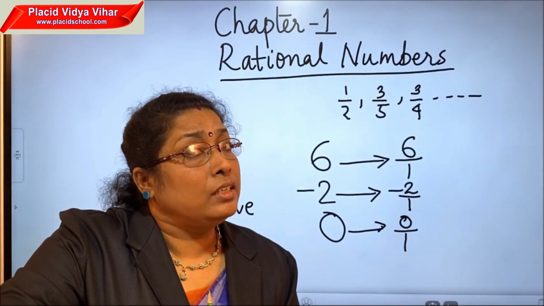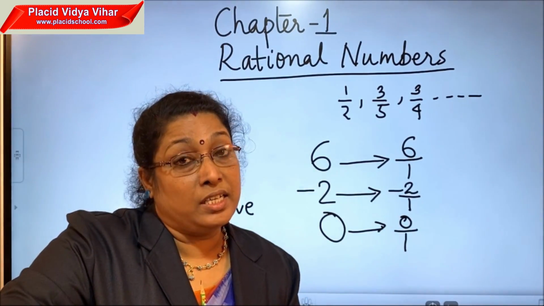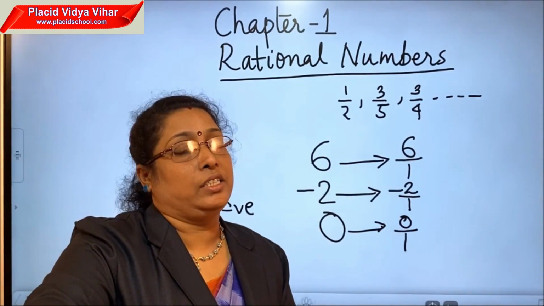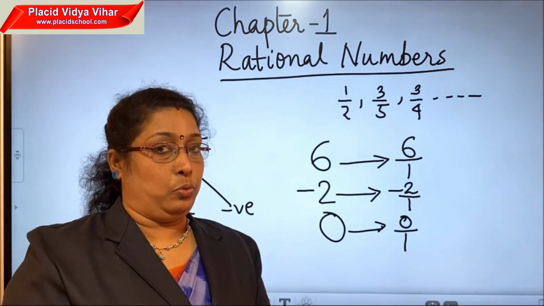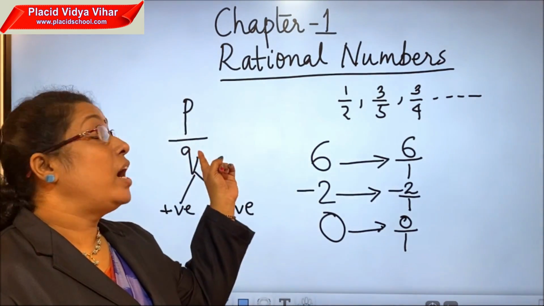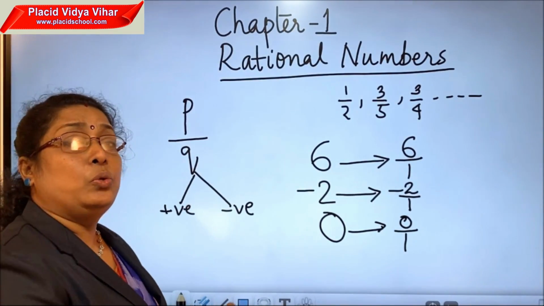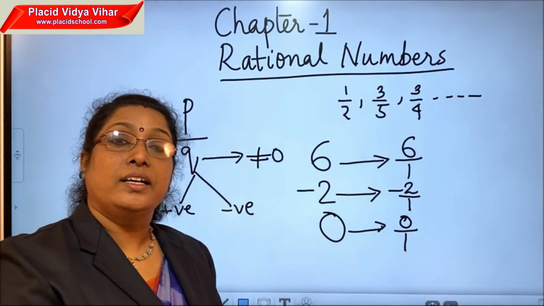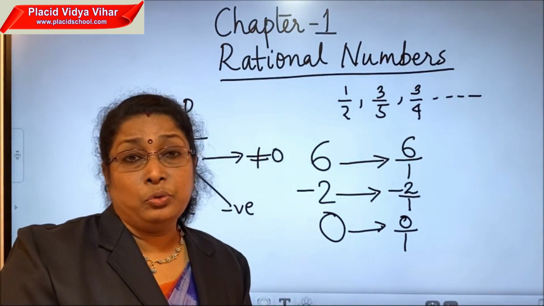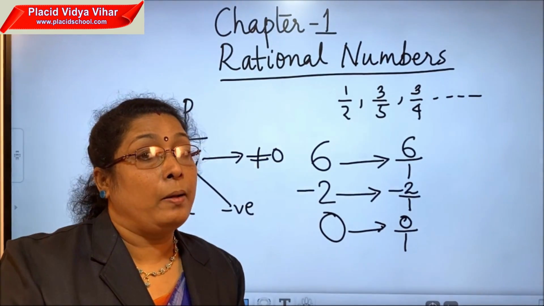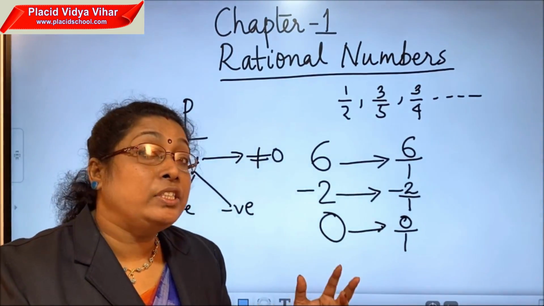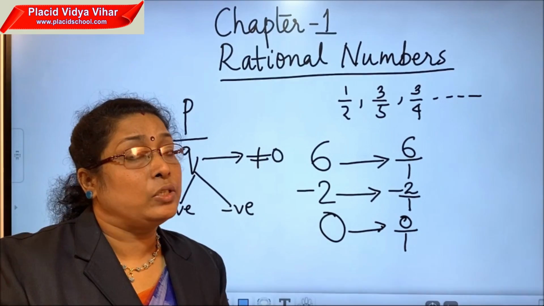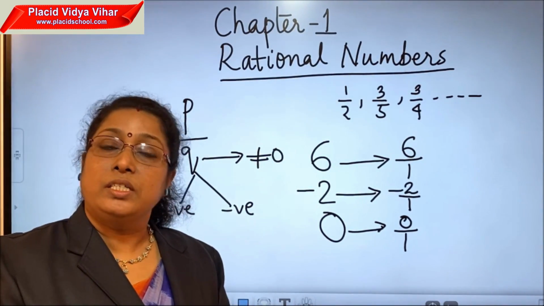So, once again, the definition of a rational number is every number which can be expressed in the form P by Q, where P and Q are integers and Q not equal to 0. Why did I say Q is not equal to 0, do you know? Because we have studied that division of a number by 0 is not defined. That is why we are saying Q must not be equal to 0.